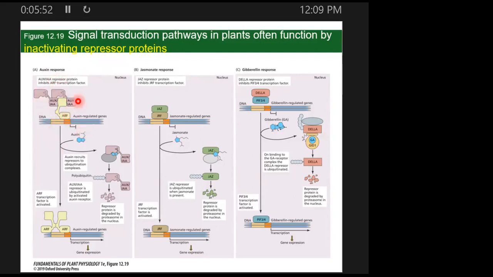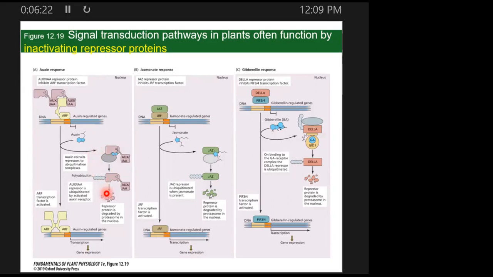is, let's look at auxin, figure A. You see the auxin molecule coming in, and what's happening is it causes that repressor protein to essentially come off or fall off. You see here, the auxin is actually binding with the repressor protein, and that action causes the repressor protein to get chopped up and made useless.